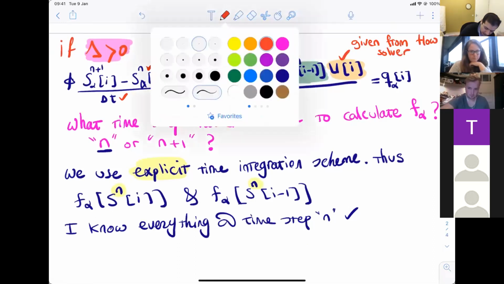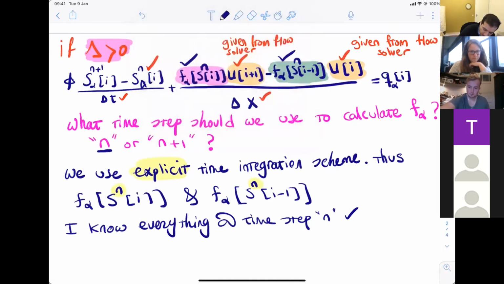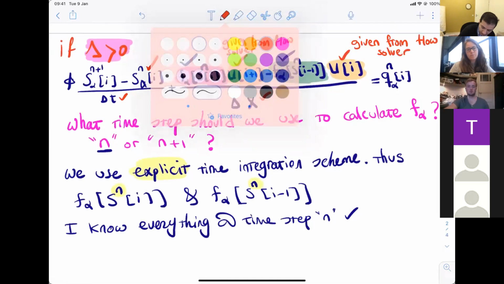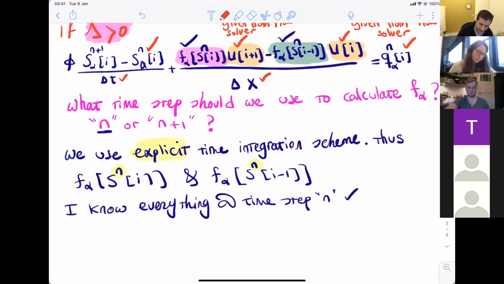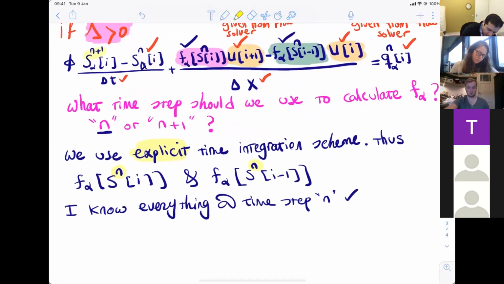Since I would like to do explicit, I will also calculate my source term, if it is time dependent, with an explicit scheme. So this would also be known to me. So I would be able to easily find the saturation at the next step, because all the rest is known to me. Everything is known to me.